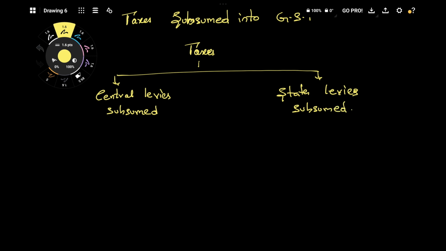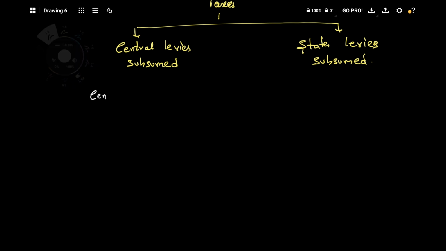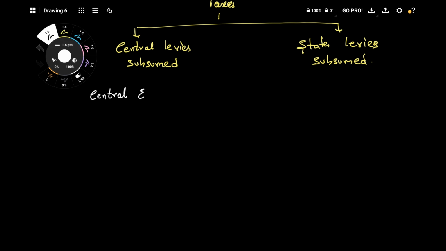Can you just think of the taxes which have been subsumed into GST, which are central? Basically, first thing is central excise duty. Just now we have discussed excise duty, right? So excise duty is on manufacture, basically. Central excise duty and additional excise duty. This is basically on manufacture of goods and services. Additional excise duty.